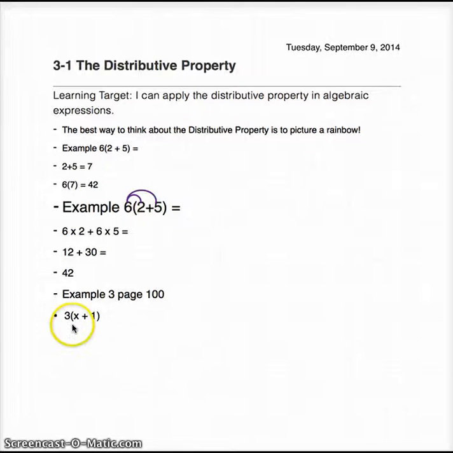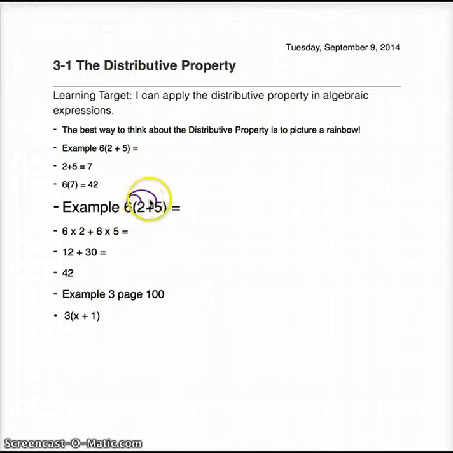So letter A says 3 parentheses x plus 1 parentheses, or you can read that as 3 times the sum of x plus 1. Now in the problems up here, we had numbers inside of our parentheses. Remember that anytime you see an x, it's a variable, and that represents a number even though we don't know what that number is.